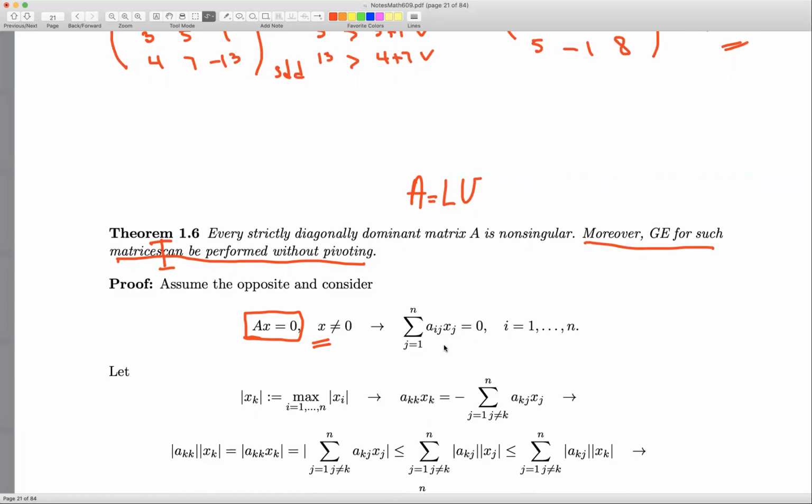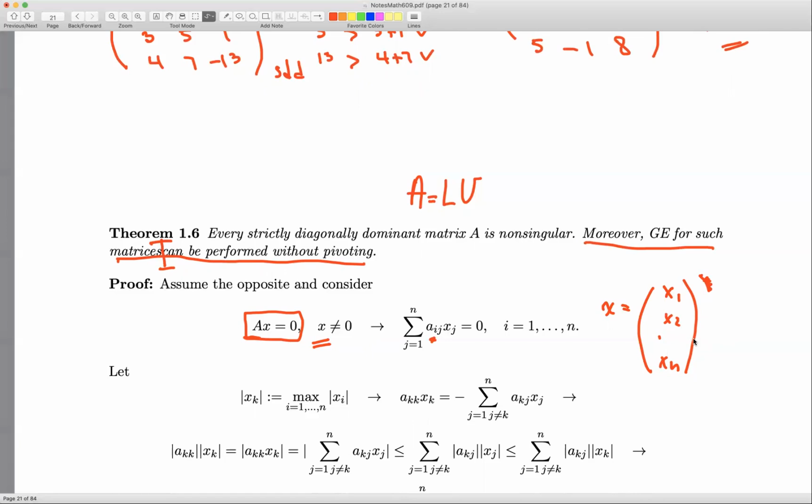This is the ith equation of the system, for i equal from 1 to n. This means that the ith row of A is multiplied by the column vector x. This vector x, which has components x1, x2, and so on, xn, we know that this vector exists. We know that this vector is non-zero. And then let's look at its coordinates.